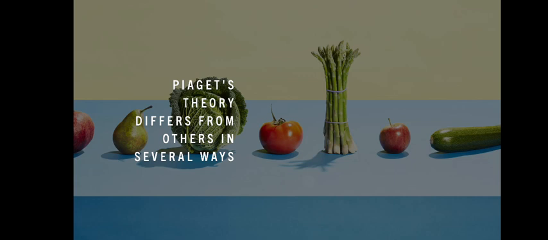Piaget's theory differs from others in several ways. It is concerned with children rather than all learners. It focuses on development rather than learning in isolation, so it does not address learning of information or specific behaviors. It proposes discrete stages of development marked by qualitative differences rather than a gradual increase in number and complexity of behaviors, concepts, ideas, etc.